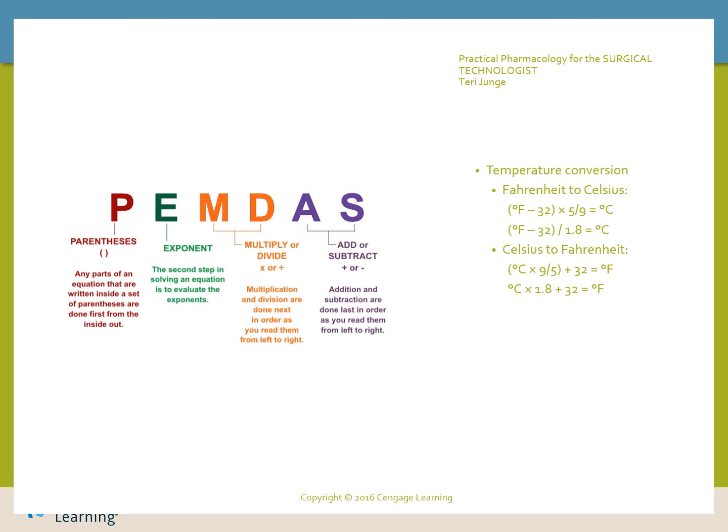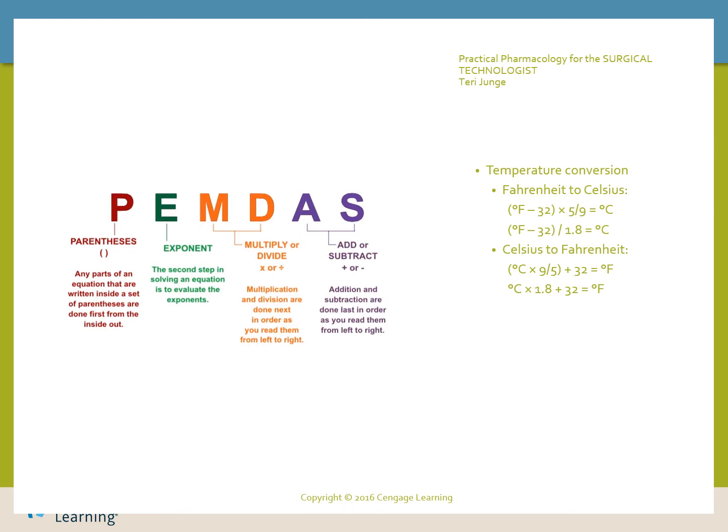So we always want to start with whatever is in parentheses first. And then if there are any exponents, we want to take care of those, and then multiply and/or divide, and then lastly finish up with our addition or subtraction. So if we look at the Fahrenheit one, that portion that is in parentheses, we want to go ahead and take care of that first. So that would be our first order of operations.